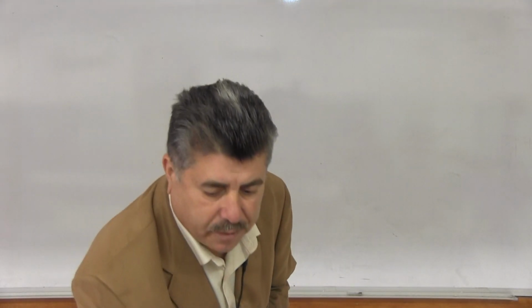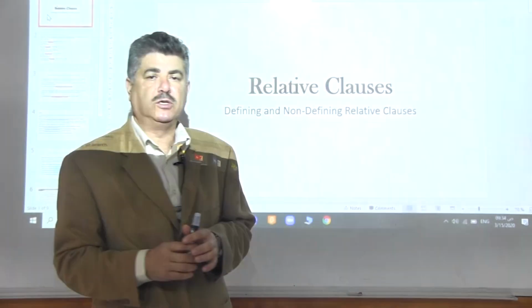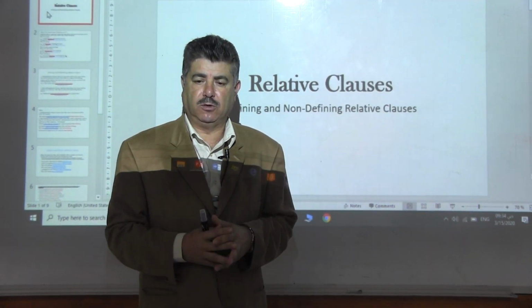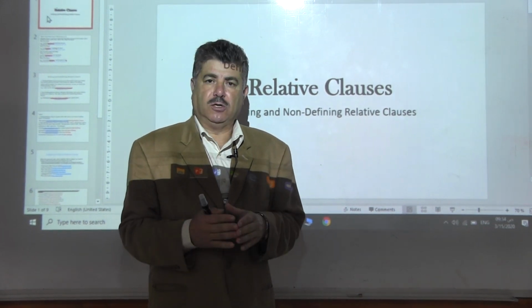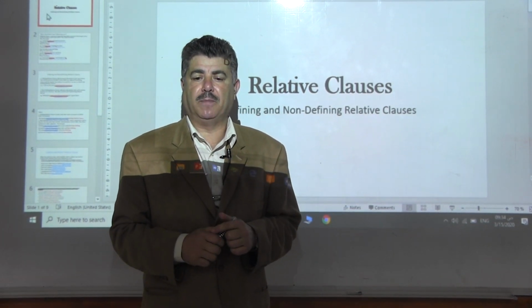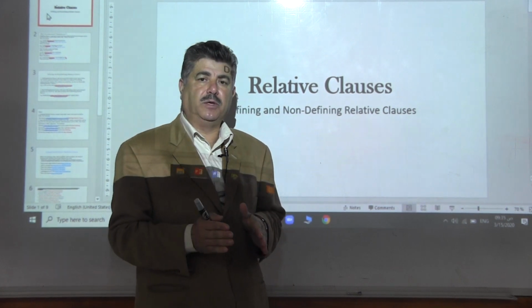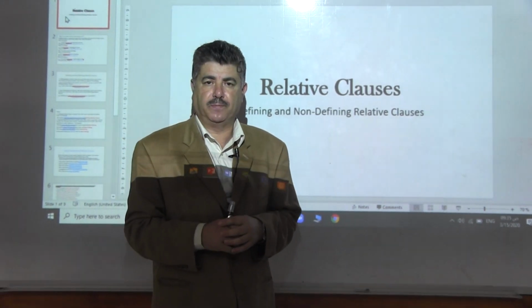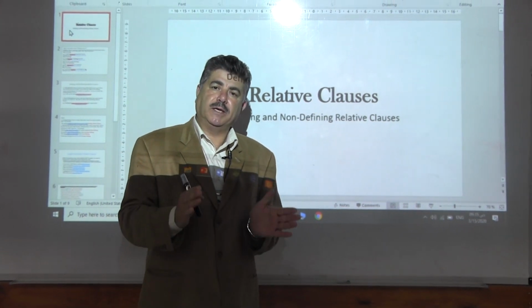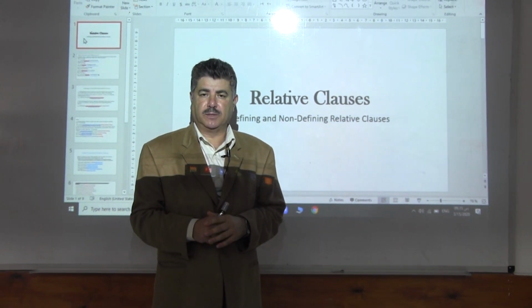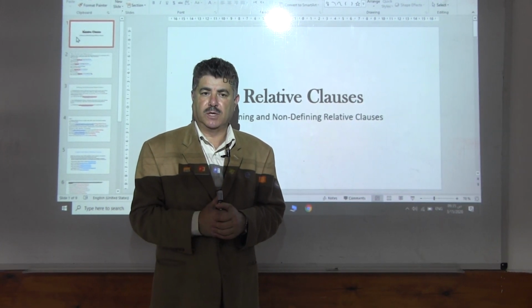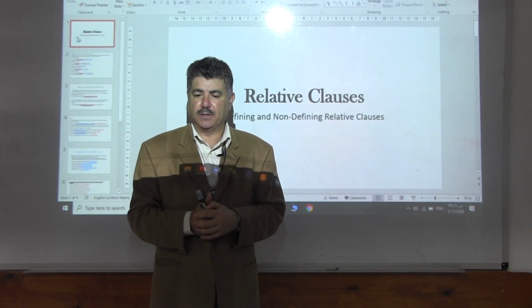The second clause, we call it a dependent clause or subordinate clause. This clause does not give a complete meaning by itself. It must depend on the main clause in order to have a complete thought. Relative clause is one of the dependent clauses. Now let's define what is the relative clause. How do we use it in the sentence?